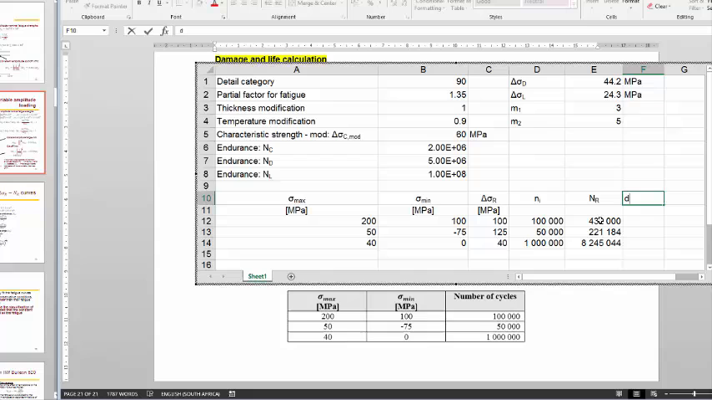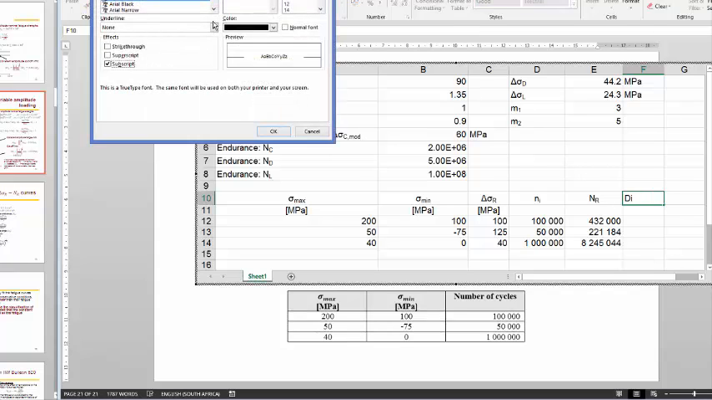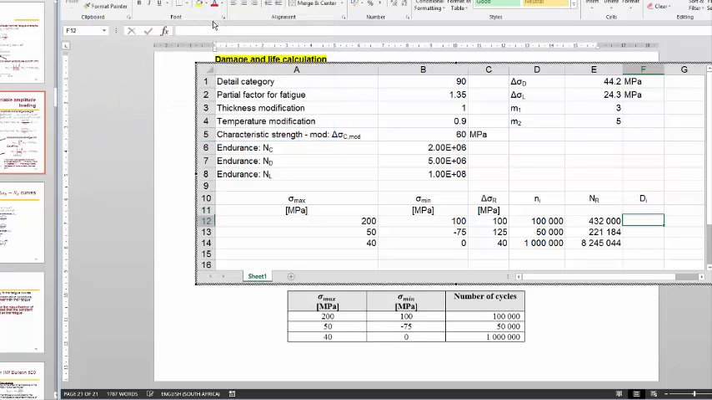And now I can calculate the damage for each and every one of these conditions, and the damage here is simply equal to the number of applied cycles in the block divided by the endurance, and I do this for all of these, right? And the total damage is then, of course, let's line this up, simply equal to the sum of the above.